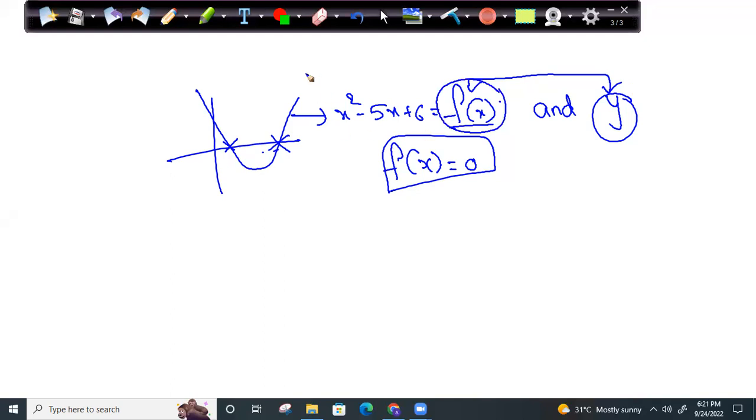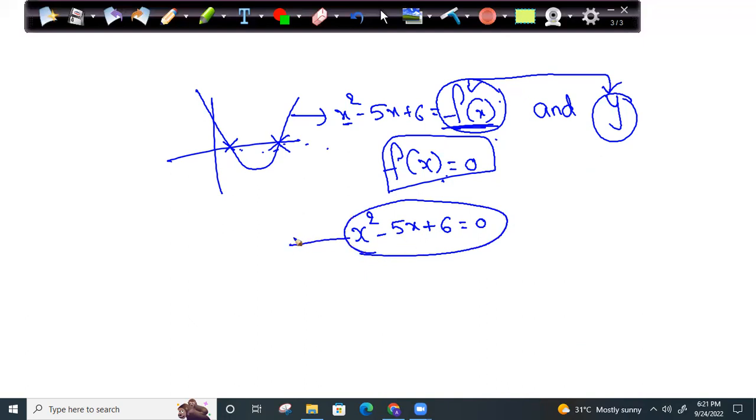So now, what are we finding? We are finding x-intercepts. What is the meaning of x-intercepts? The value of x when y is 0, because on the x-axis y is 0. So x square minus 5x plus 6 equals 0. You can unmute yourself and tell me how to solve this.